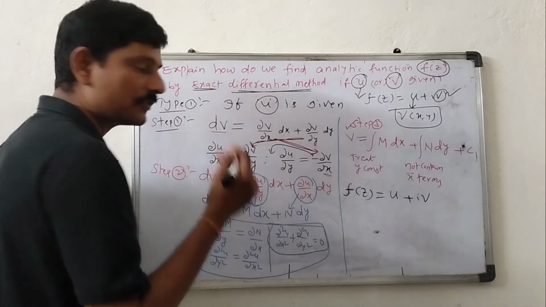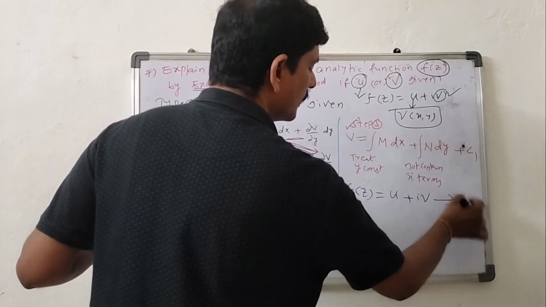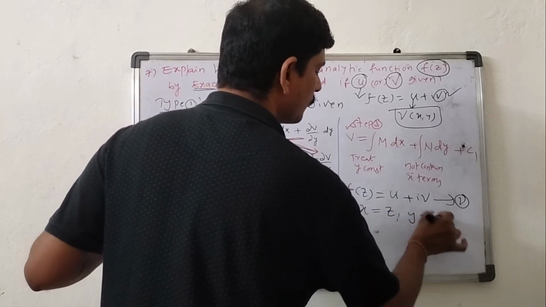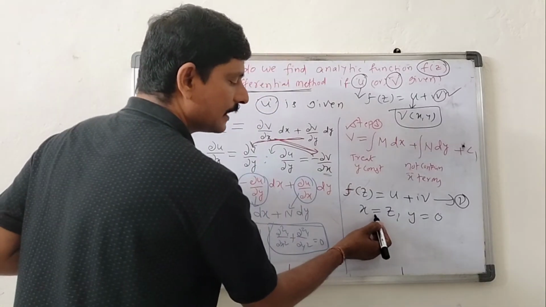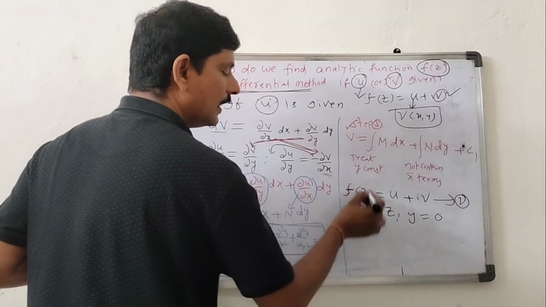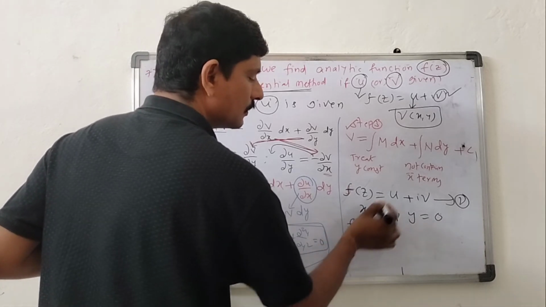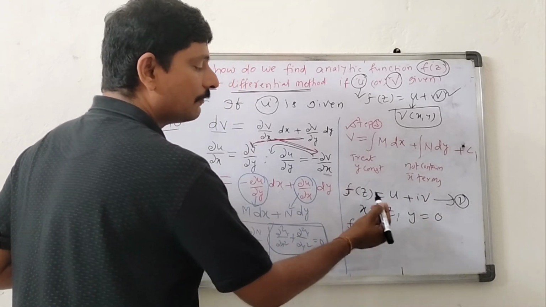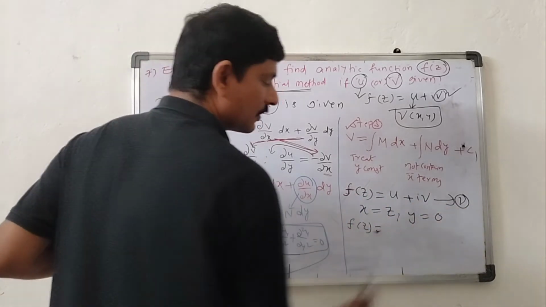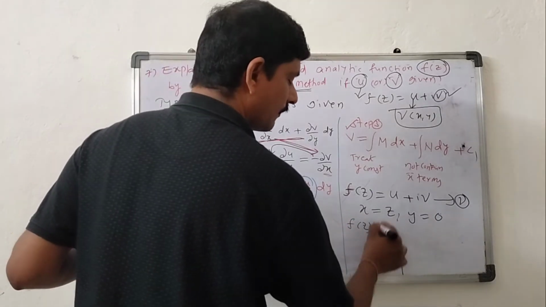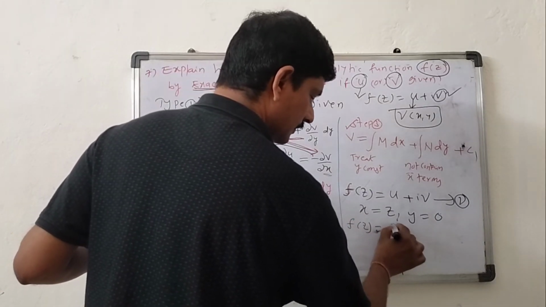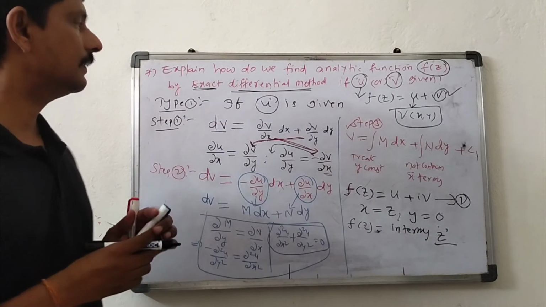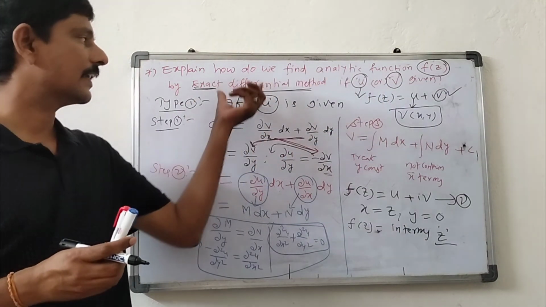When it is asked in terms of z, you have to write z where you get x, and in the place of y, you have to write 0. If you write x equal to z, y equal to 0, you get f of z in terms of z. So initially you get f of z in terms of x and y in this method. But finally if you write x equal to z, y equal to 0 in this equation 1, then you get f of z in terms of z. Okay? Clear? So this is the way of finding f of z in the exact differential method.